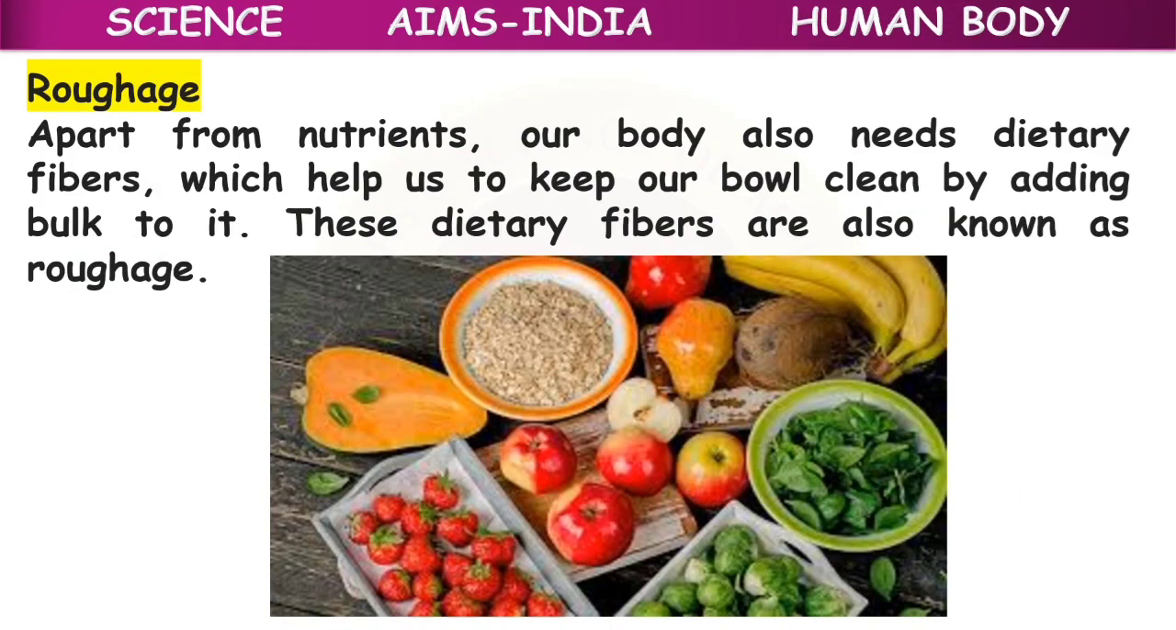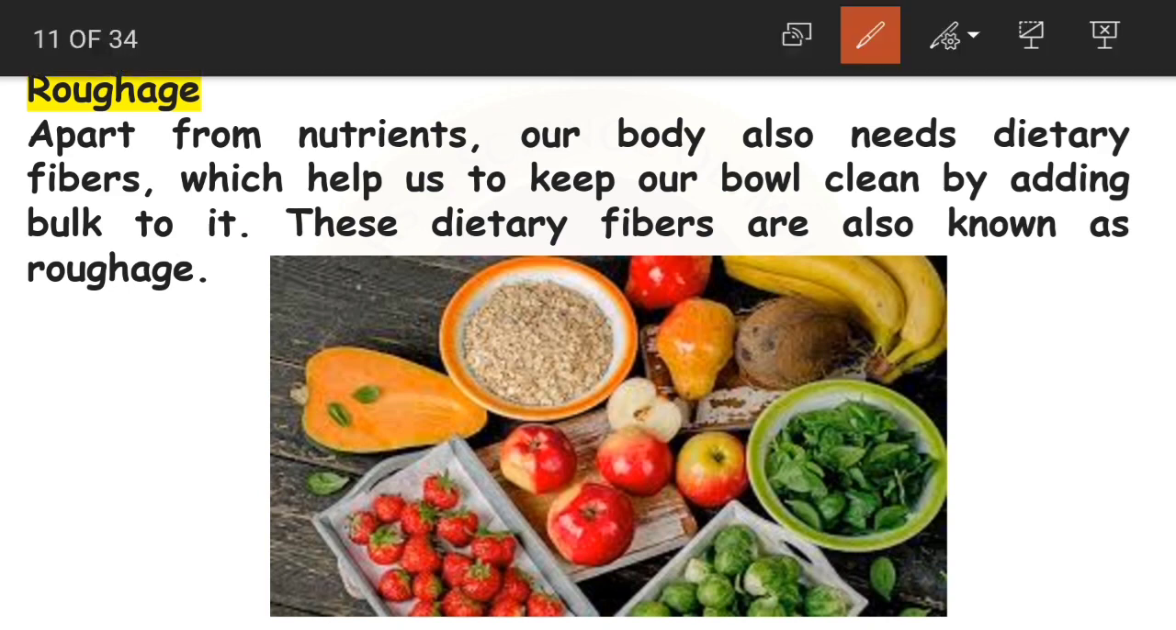So still what you are having? You are having roughage. So these are all different types of food groups, and roughage. Okay. So apart from nutrients, what do we need? Our body also needs dietary fibers, which help us to keep our bowel clean by adding bulk to it. So whatever food we take, it must be digested well, and all the waste must come out from our body. Okay, children. So then only our body will function in a proper way. We'll have a healthy body.